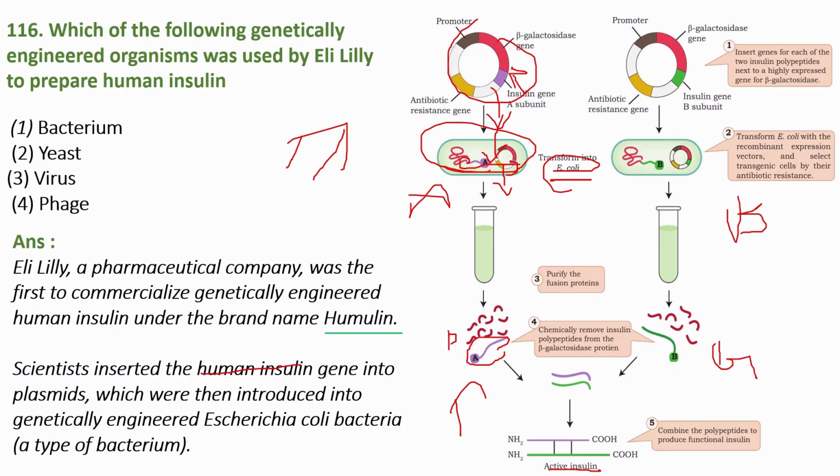So this is the protein they have produced from the bacteria. What they are asking is, which organism is used for this whole process? They have taken the bacteria, so obviously option 1 is right here. So they have taken the bacteria for the insertion of the plasmids and production of human insulin. Okay, we'll move on to the next question.